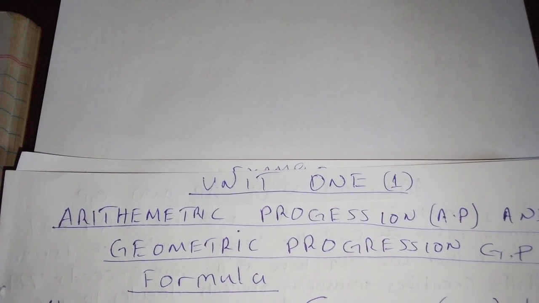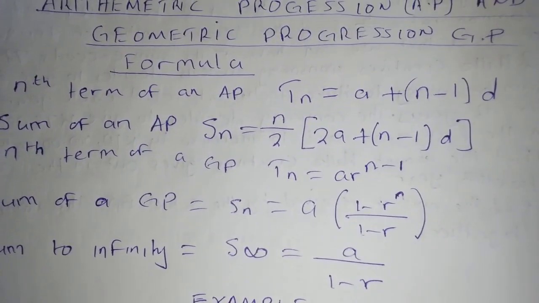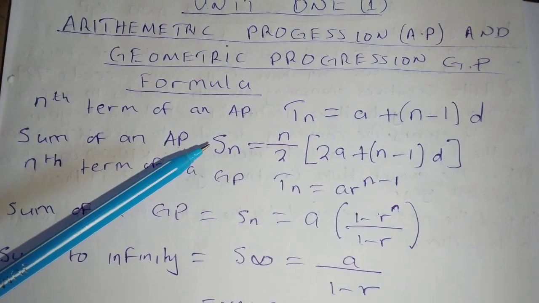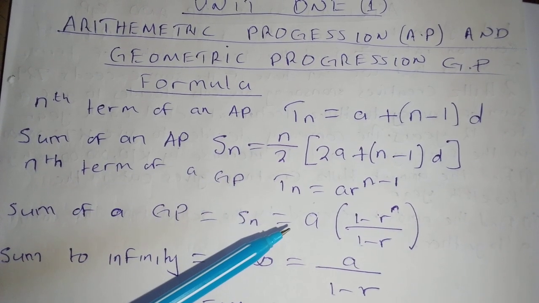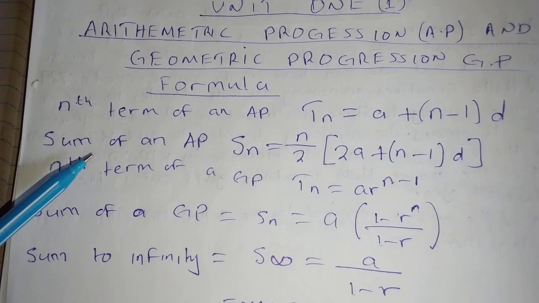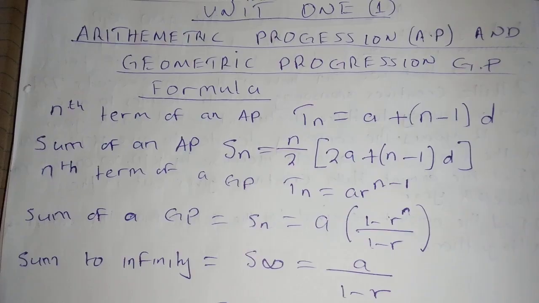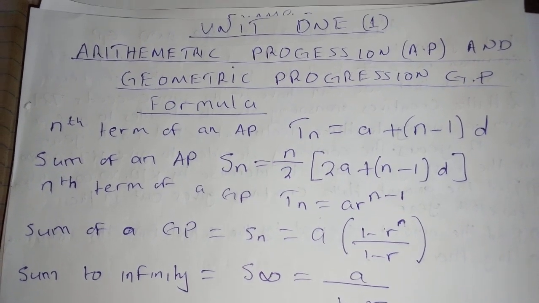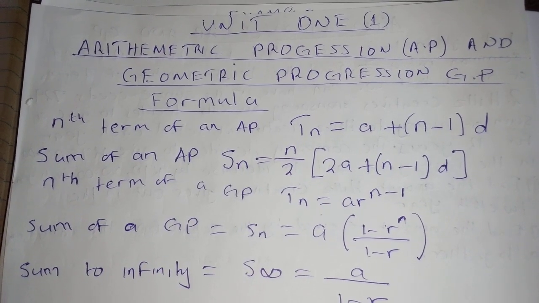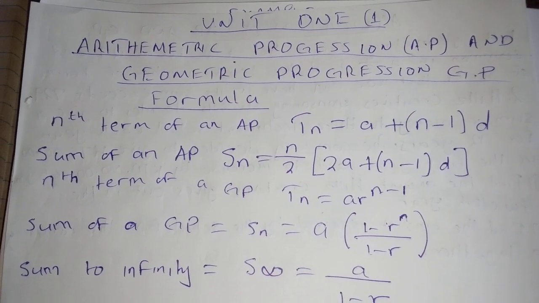Let's quickly look at the formulas. First, the nth term of an AP: T_n = a + (n - 1)d. The second formula is the sum of an AP: S_n = n/2 × [2a + (n - 1)d]. These are the two formulas which we use under AP.